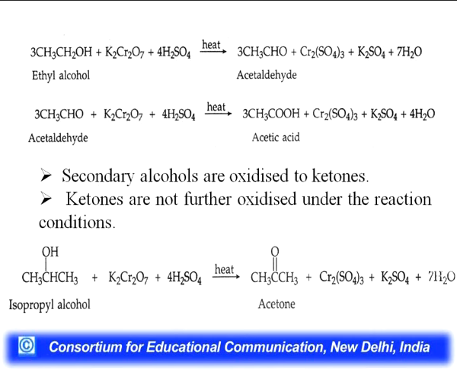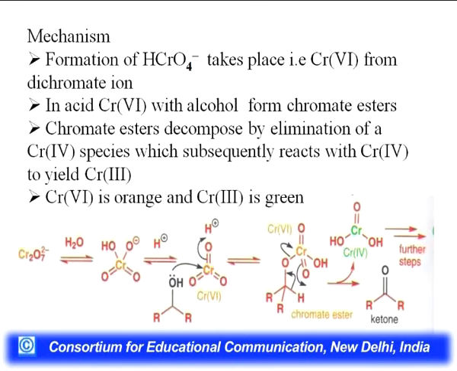Secondary alcohols are oxidized to ketones. Ketones are not further oxidized under the reaction conditions. Another example here is isopropyl alcohol, a secondary alcohol, which is converted to acetone with the help of potassium dichromate and sulfuric acid. This slide shows the mechanism.